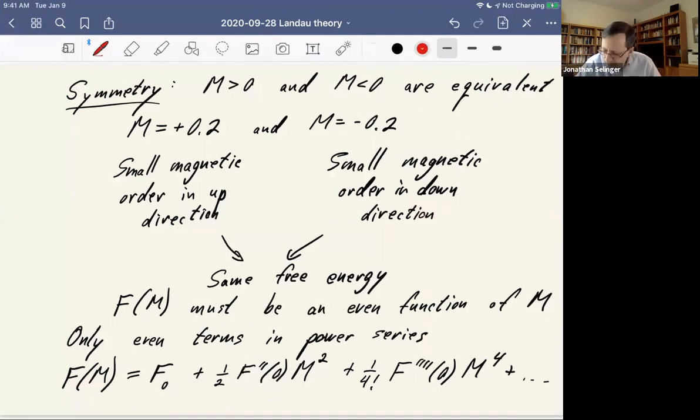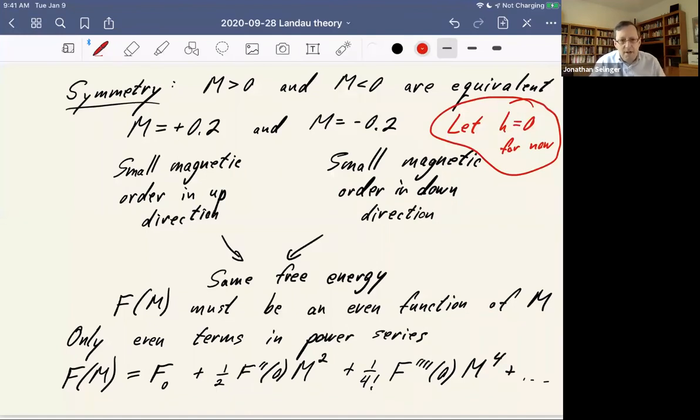Excellent question. Let's let h equal 0 for now. Okay, so I will put in the fields coming up later. Okay, but for the moment there will be no magnetic field. Right now, so if there is a magnetic field, then of course there must be an odd term to represent the effect of the magnetic field. Excellent point, right? And so I'm leaving that out for the moment, but I will put it in shortly.